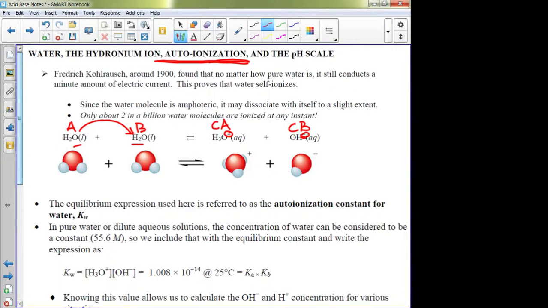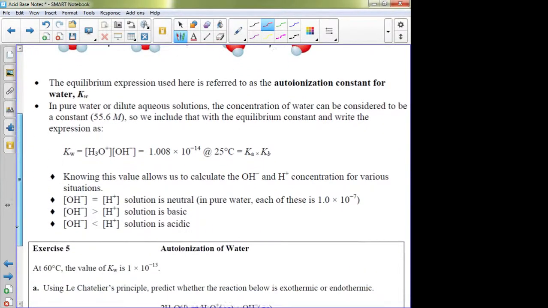Do we see this with anything else? Or is water just water? Now, only about 2 in a billion water molecules can be ionized at any instant. So does it happen often? Probably not. 2 in a billion are not great odds there at all. So don't get stuck on that one.